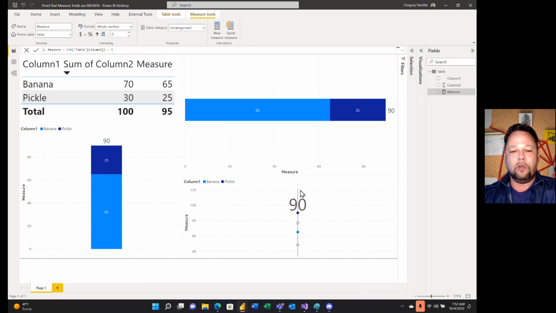Broken, not broken. Okay, at the very least, we should expect totals in Power BI to all be calculated the same. Right? So why are these correct? Why are these correct and this is not correct? Explain that to me. If you could explain that to me, then I will not say that table and matrix measure totals are broken. There you have it. Enjoy your day.